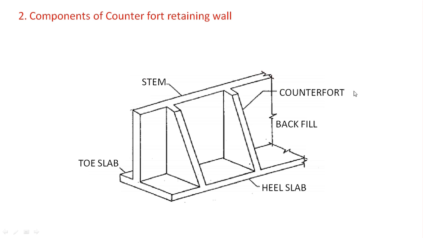One more difference between the two is when to provide the cantilever retaining wall and when to provide the counterfort retaining wall. Generally, cantilever retaining walls are constructed up to a height of 6 to 7 meters. If the height of the retaining wall is 6 to 7 meters, we prefer the cantilever retaining wall. If the height exceeds 7 meters, in that case we need to provide the counterfort retaining wall, because it proves to be economical construction. So this is the point about these two classifications.